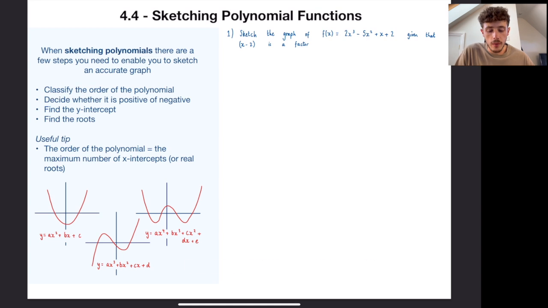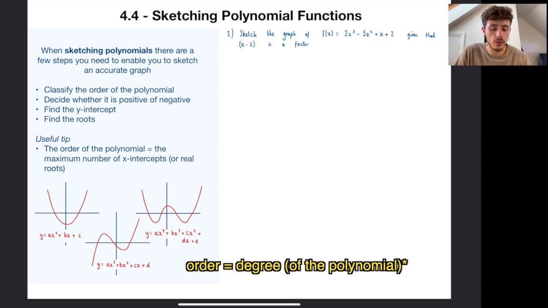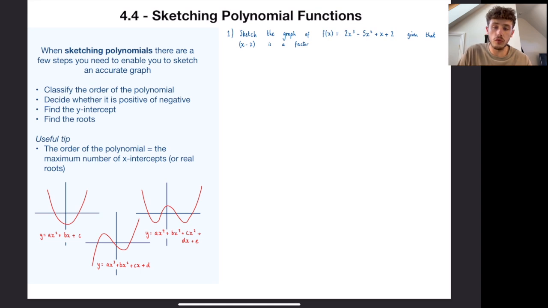And as a useful tip, the order of the polynomial, so say it's order 3, that will be the maximum number of x-intercepts or real roots that you can have. So if you've got a cubic equation, and your graph crosses the x-axis more than 3 times, you've done something wrong. So that is always a very useful idea to bear in mind when you're doing exams.